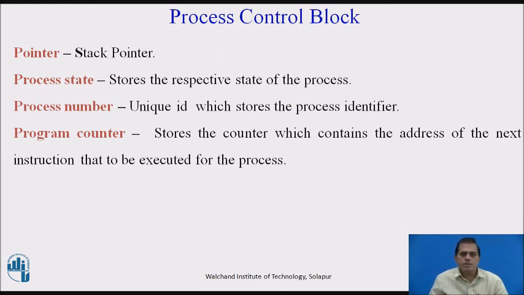Now, after this process state diagram, a processor informs the process control block for storing the necessary information. Process control block is a data structure which contains the information about all the processes. First one is a pointer, which is a stack pointer which keeps the pointer to the parent process. Process state stores the respective state of the process. Now what we have seen is running state, ready state, terminated state and waiting state. These states are stored in the process state. Process number, there is a 10-digit unique ID which stores the process identifier. Program counter stores the counter which contains the address of the next instruction to be executed for the process.